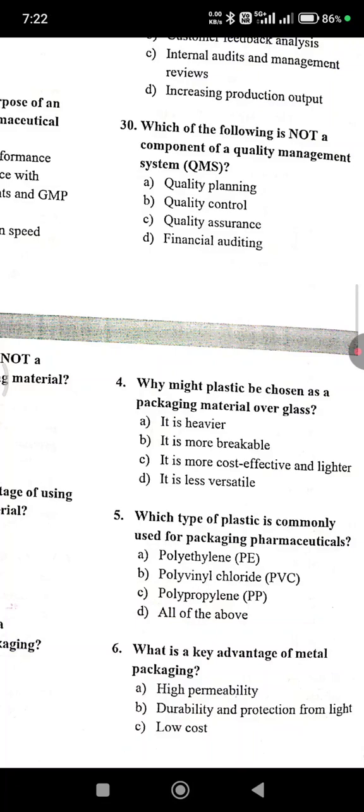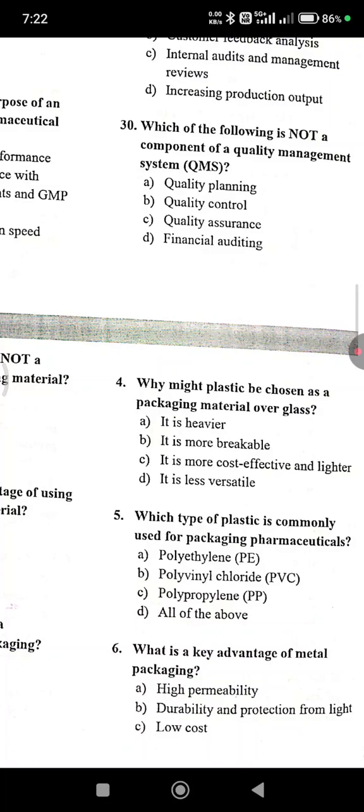Question number 5. Which type of plastic is commonly used for packaging pharmaceuticals? That is all of the above: PP, polyethylene, polyvinyl chloride, polyethylene.